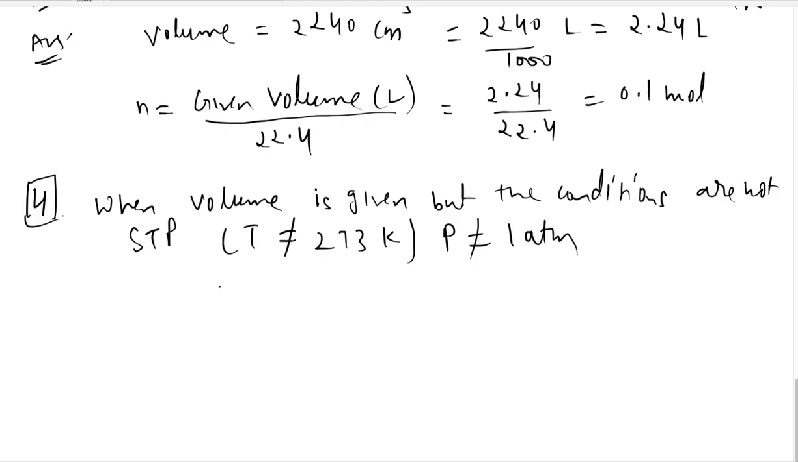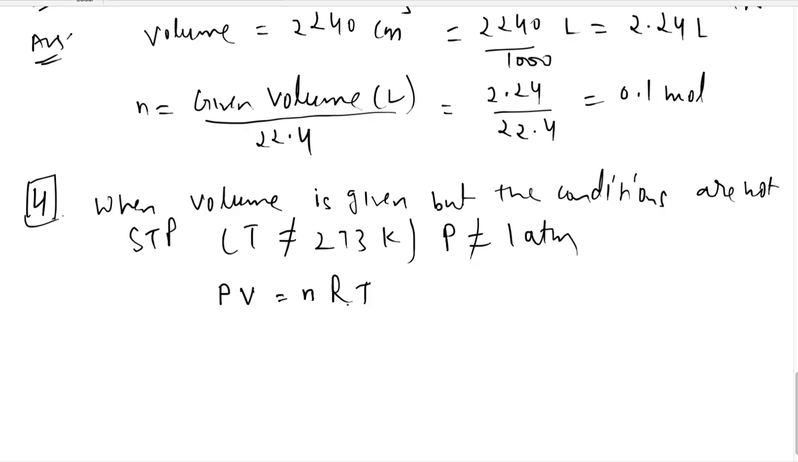I hope you do remember what is ideal gas equation. If you don't, I'll make another video for this because it is quite a lengthy topic. So the ideal gas equation says PV is equals to nRT. Okay, P is pressure, V is volume, n is number of moles, R is a gas constant, and T is temperature.